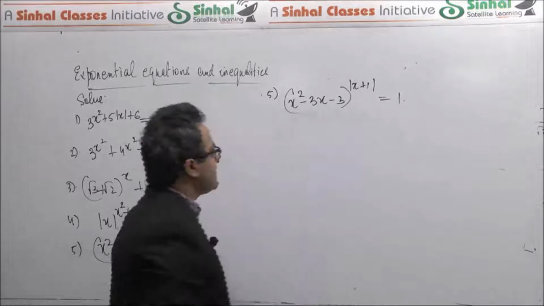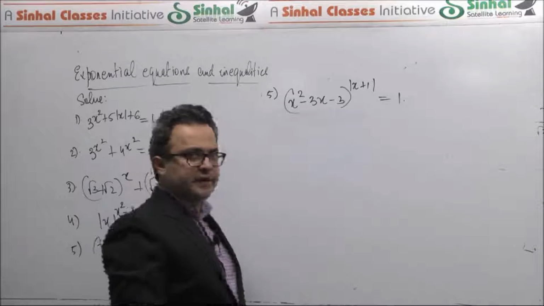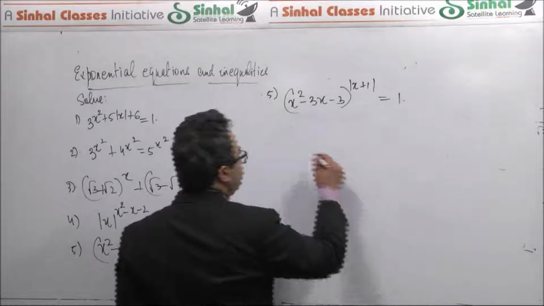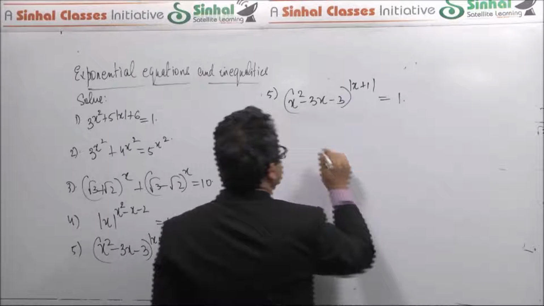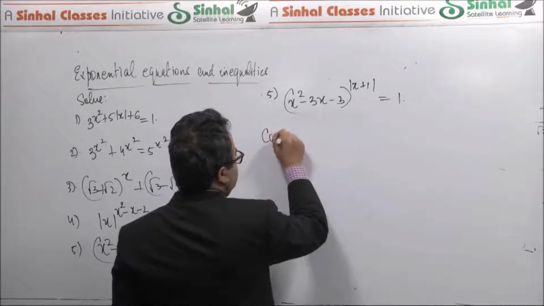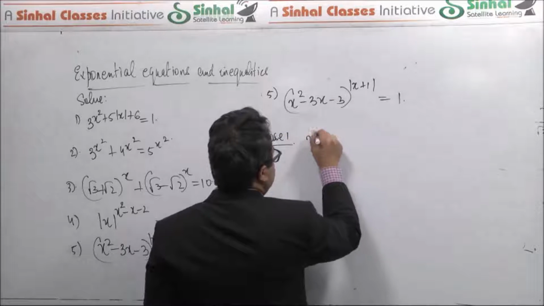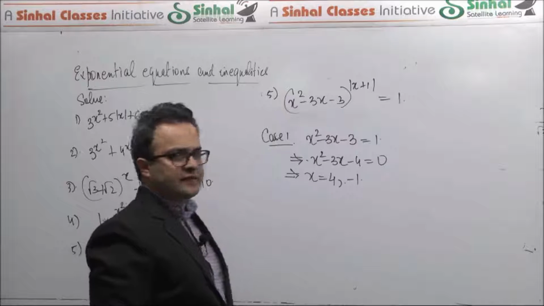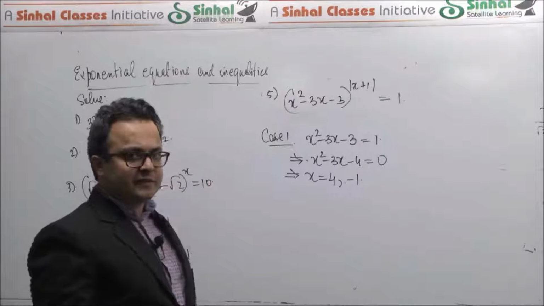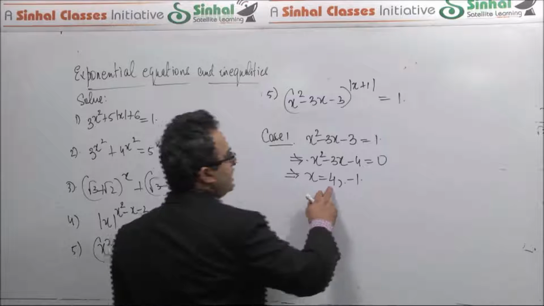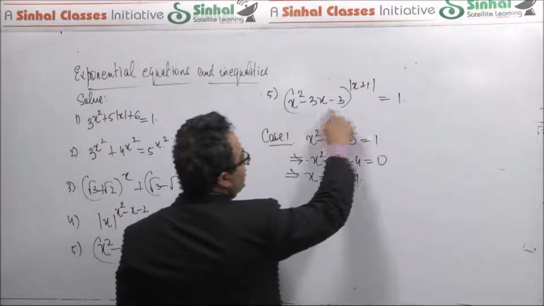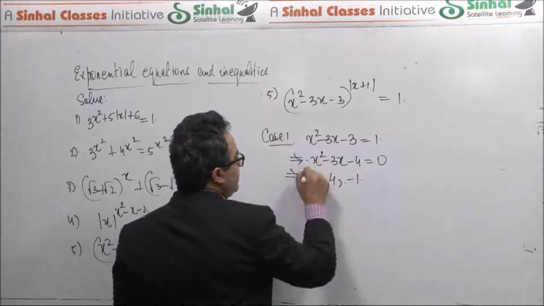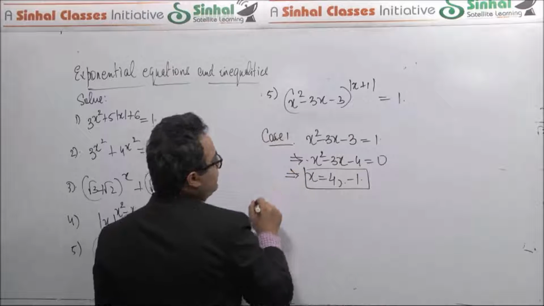So now in the fifth question, again it's kind of similar. The base over here again has a dependence on the variable x. So two possibilities over here again would be that I assume the base is equal to 1, and I get the values of x as 4 and minus 1, and again both these values will clearly satisfy the equation, because after x equal to 4, I'll get 1 raised to 5, which is 1, and x equal to minus 1, I'll again get 1 raised to 0, which is again 1. So both these values are acceptable.